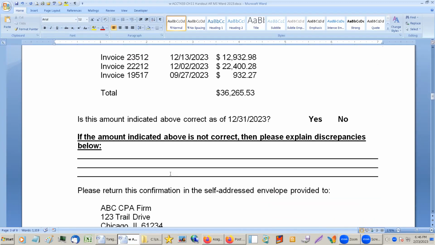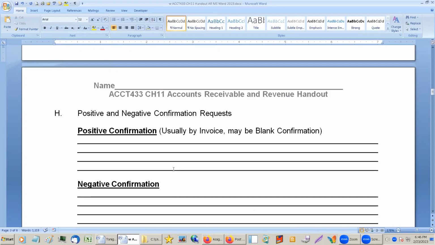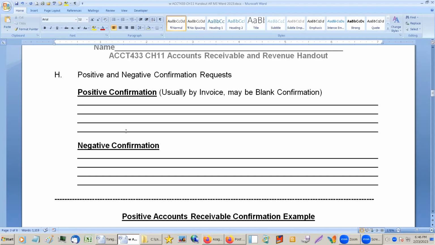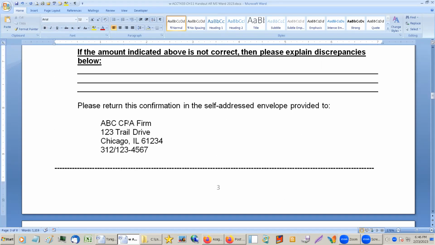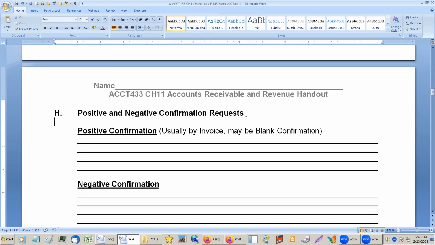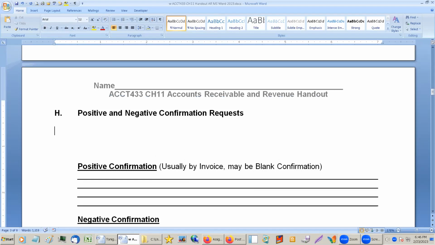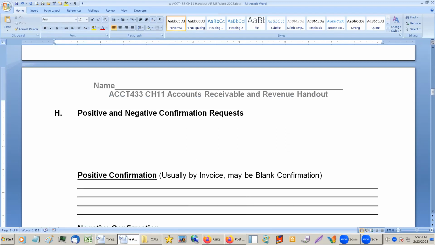Okay, confirmations. All right. I don't think I went through the different levels of evidence. Okay. Levels of evidence.